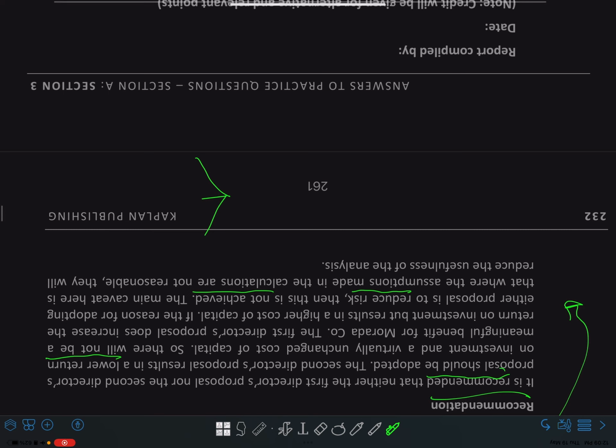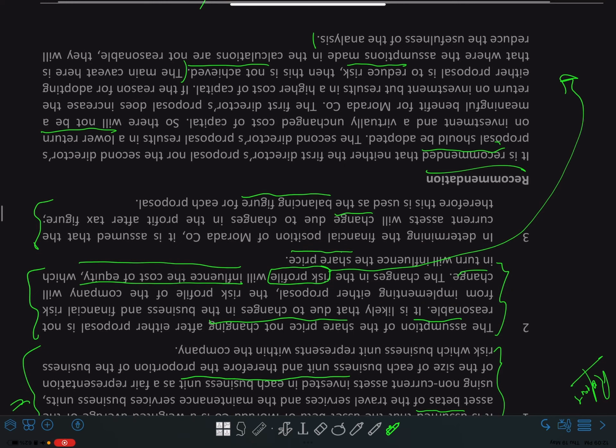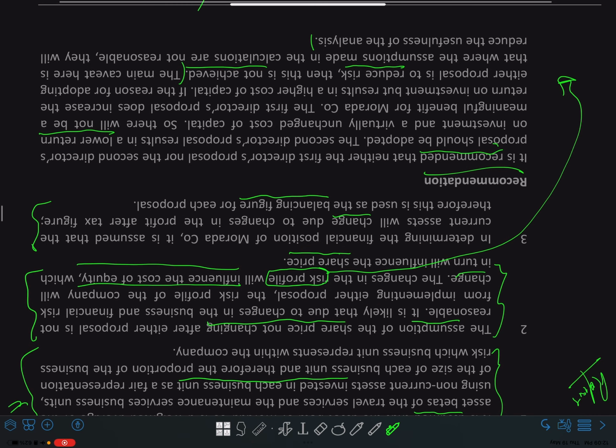The main caveat here is that where the assumptions made in the calculations are not reasonable, they will reduce the usefulness of the analysis, because we've made some pretty useless assumptions, right? Let's just say that way. Share price will not change. What is that, man? Come on, if you're going into a new business sector and you're changing the whole corporate strategy, the share price won't reflect that? That's not going to happen, right?